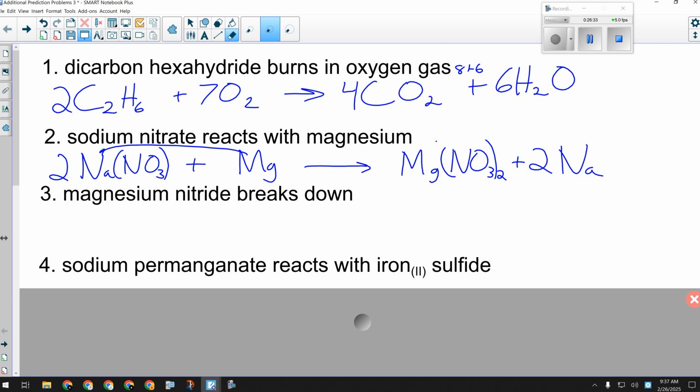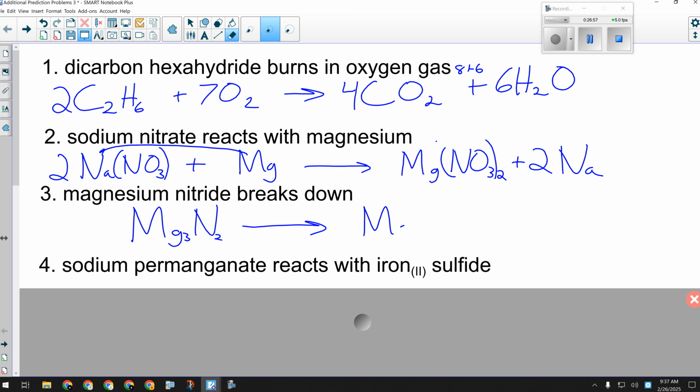Okay, so magnesium nitride breaks down. So Mg with N. That's an ionic compound. 2 plus, 3 minus, Mg3N2. Breaks down. What does that mean for a reaction type? It's decomposition. There's no other reactant, right? That's just what there is. So it's a decomposition reaction.